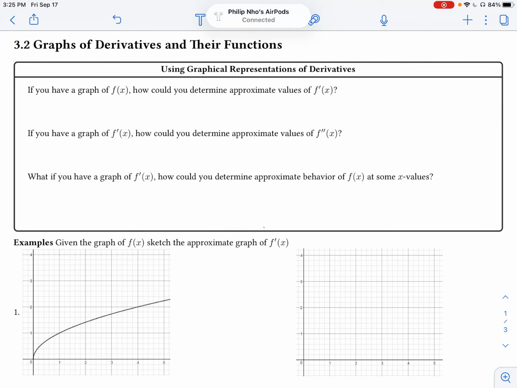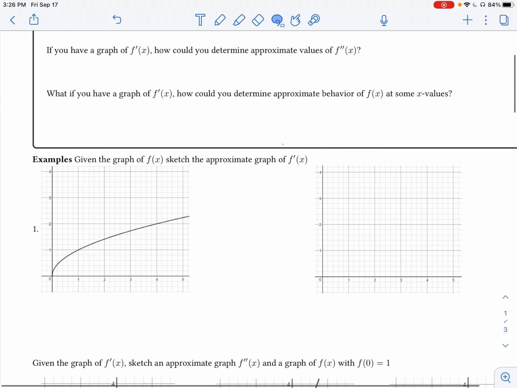So now that we've had a pretty lengthy discussion in previous lessons about derivatives, let's start looking at how we can leverage what we know about a derivative and its graph to be able to determine the graph of the function. That is to say, let's start with this question. Suppose we had the graph of f of x, or some function's graph. For example, suppose this right here.